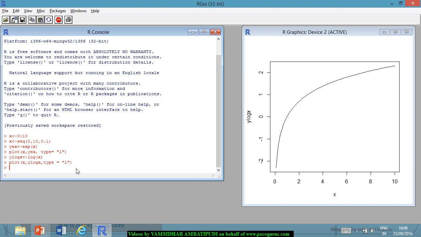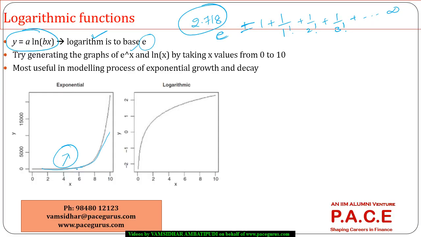So for log 0 I am getting something like minus infinity, and as the values of x are increasing, I see that the log x keeps going up, but after that it is stagnating more and more. So that is where I could see the log x curve. Initially it is zooming up like anything, but after that it is stabilizing. So that's how you look at the logarithmic function.